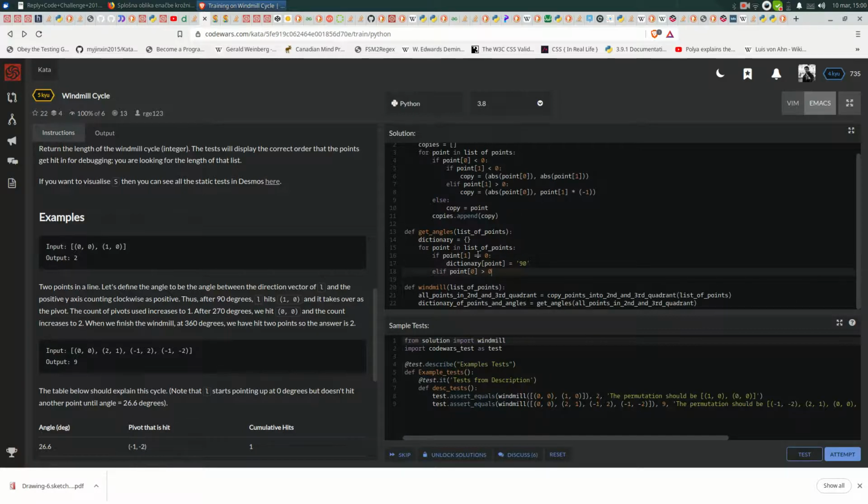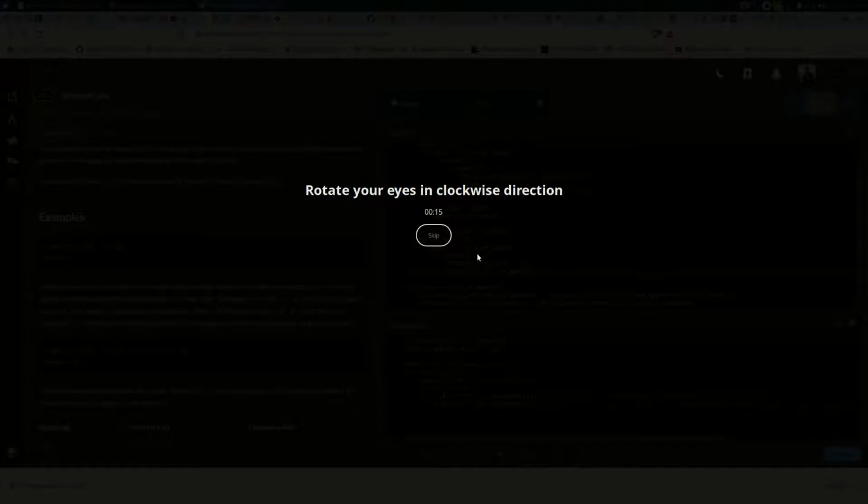X is 0 only in the first, like it's never actually. So elif, if x is bigger than 0 and if that is bigger than 0. So we're talking about the second quadrant here.